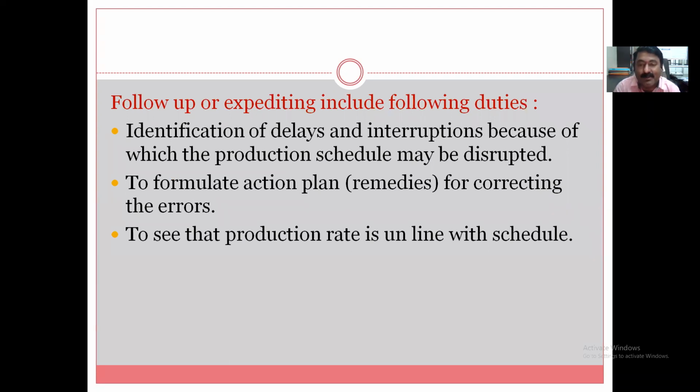To go for 2 hours overtime daily, or if not, to have some of the workers working on holidays also. In many industries they get overtime, and for holiday working. Next, subcontracting or increasing the work centers if other jobs are not that urgent. So these are the many ways, and to see that the production rate is in line with the schedule.